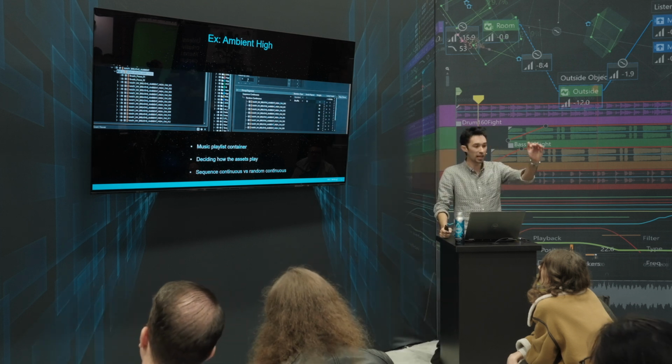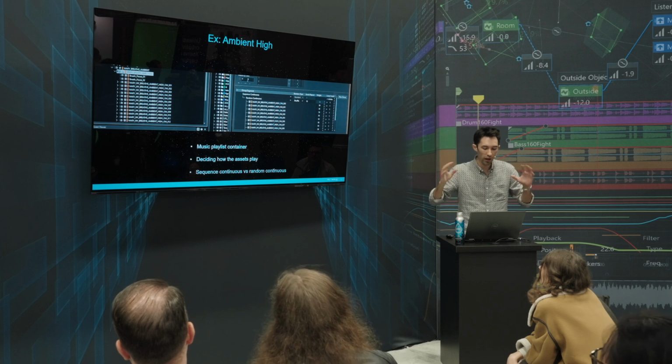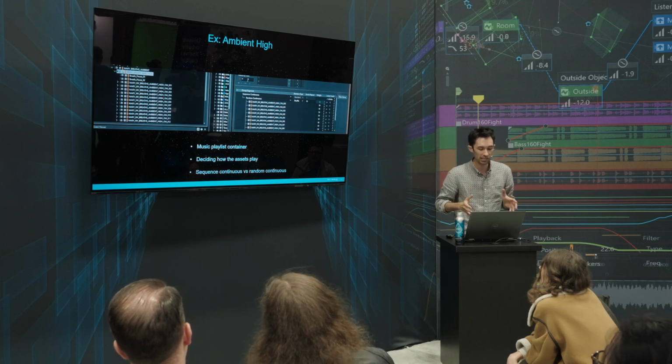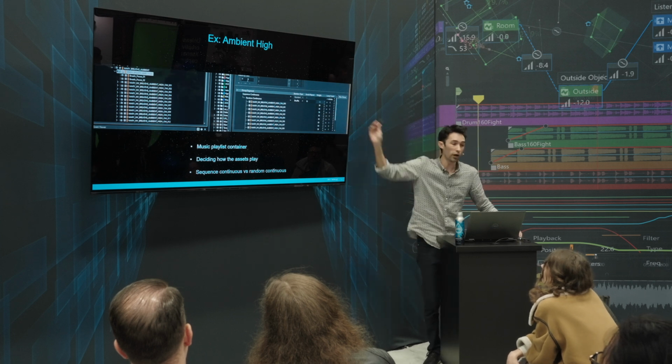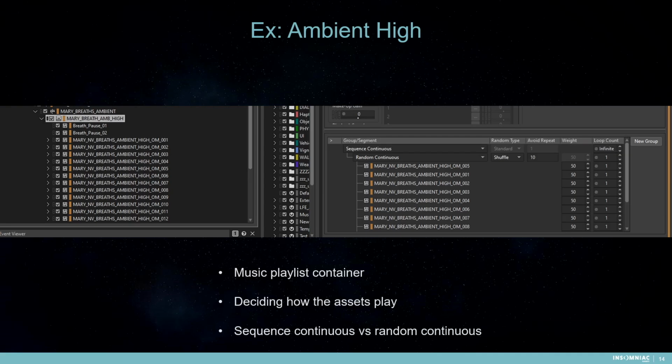So inside sequence continuous, we have about 12 different ambient high assets that we are going to shuffle between, and we're going to avoid repeating 10 of them so that you're never going to hear the same breath twice. It's going to keep randomly going through all of them. What was really cool is this is where the sequence comes in. So we have these things called breath pauses. And this helped us in certain situations to create pauses in between these breaths so that we can change how fast the breathing was actually going.